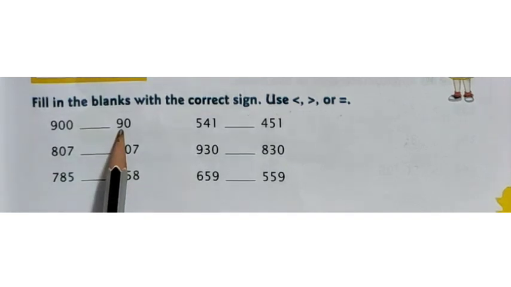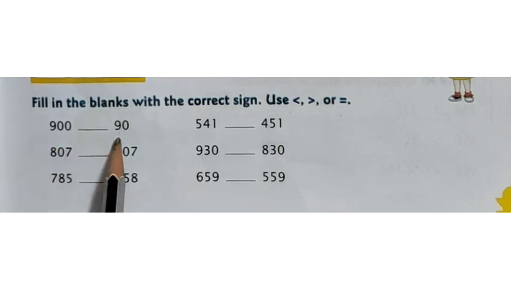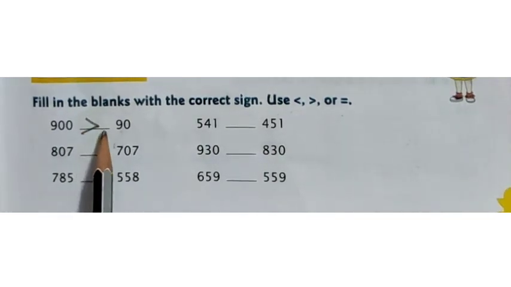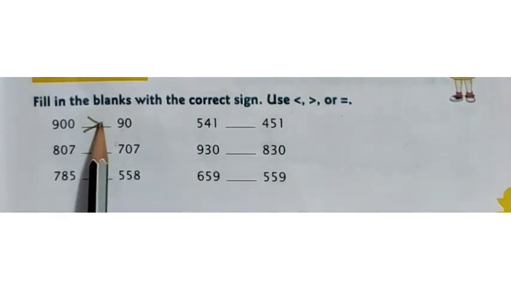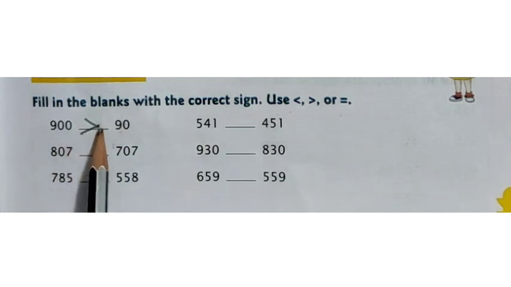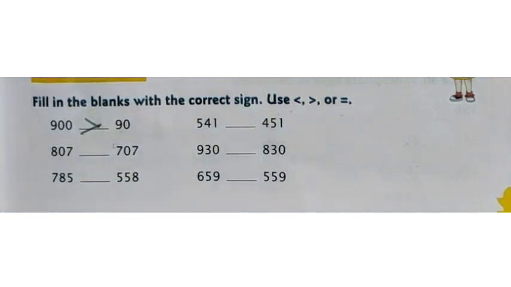990. We have to compare them. Here 900 is a 3-digit number and 90 is a 2-digit number. When we compare a 3-digit and a 2-digit number, the 2-digit number is always smaller than the 3-digit number. So write the greater than sign here. The pointed side should point to the smaller number. So 90 is smaller than 300. So this pointed side should point to the smaller number.